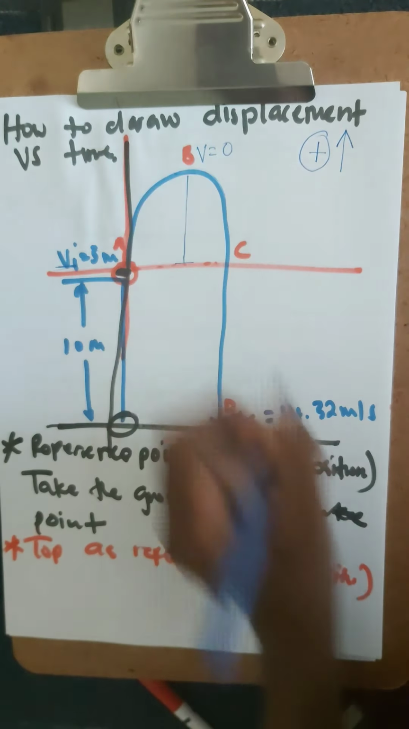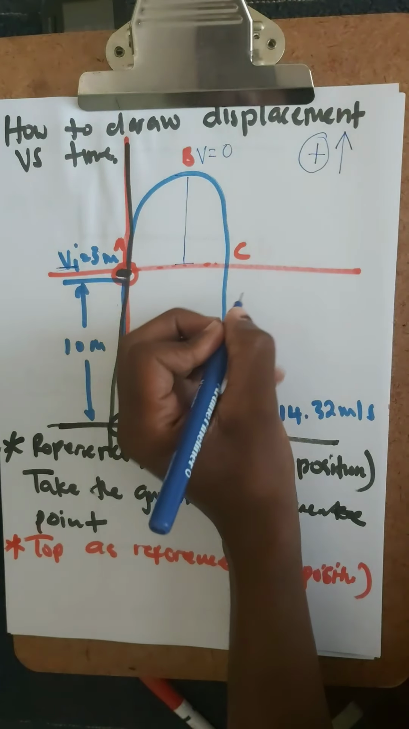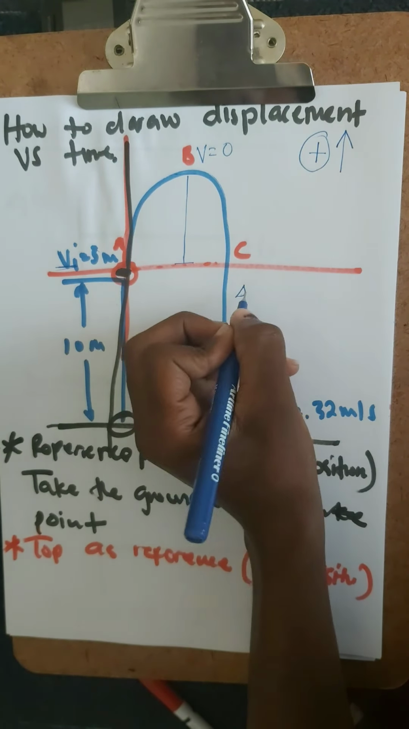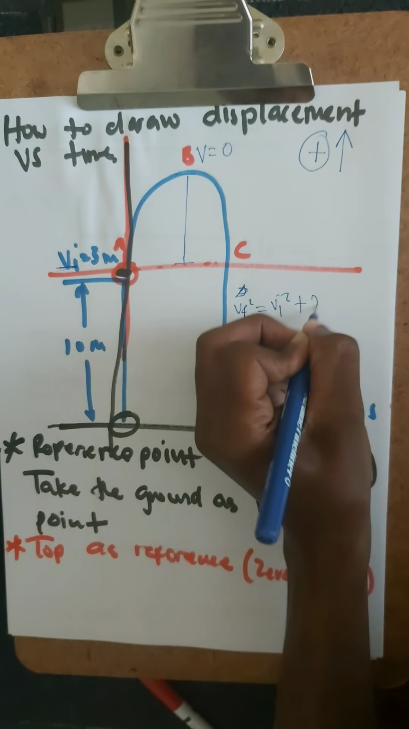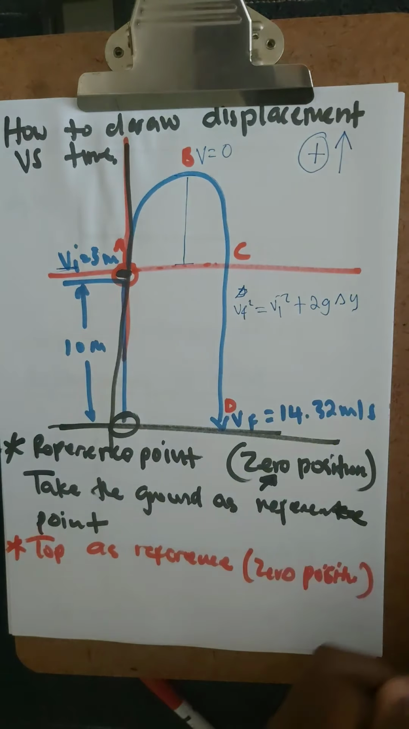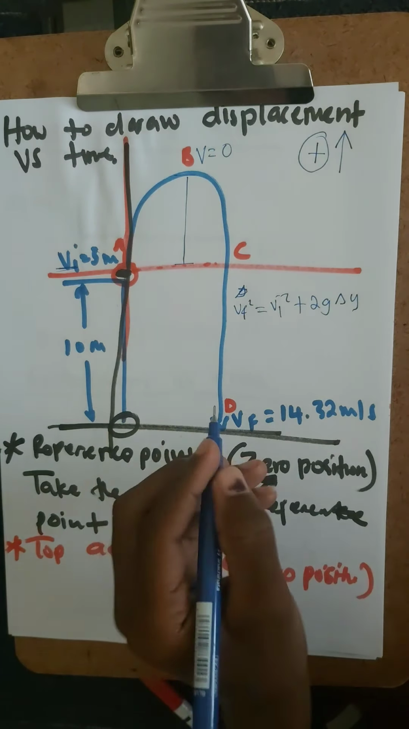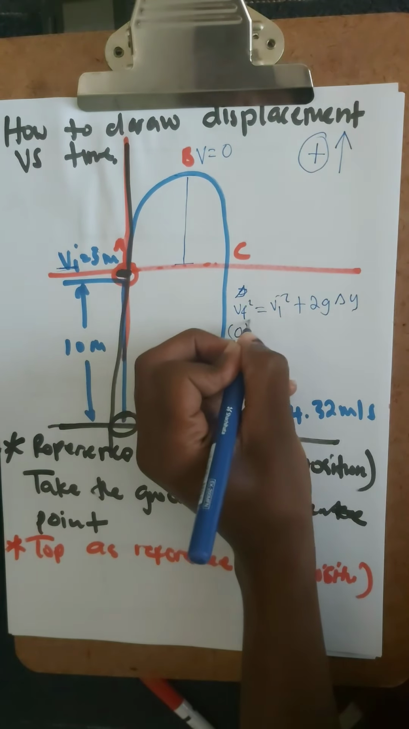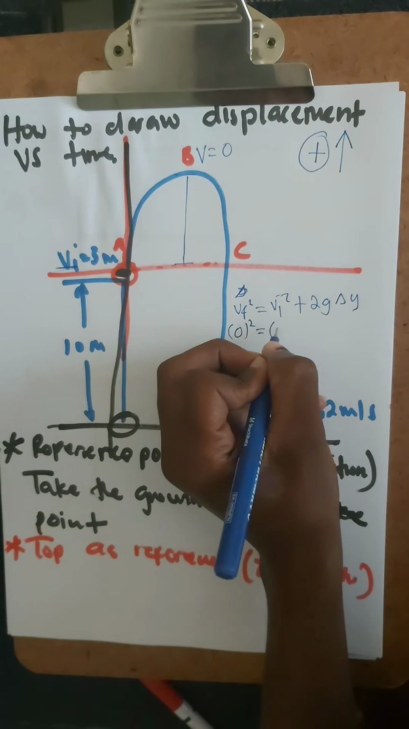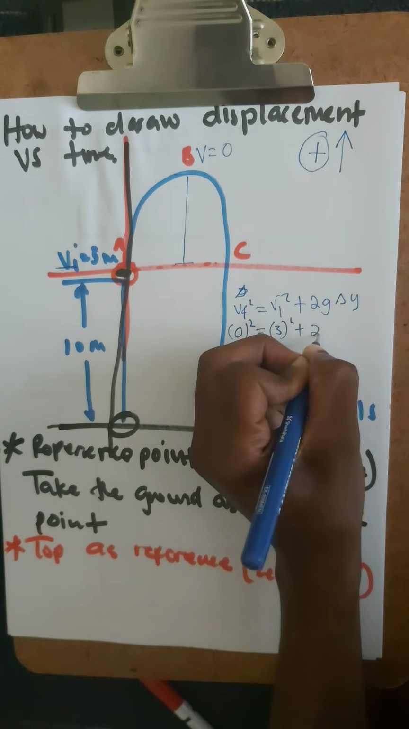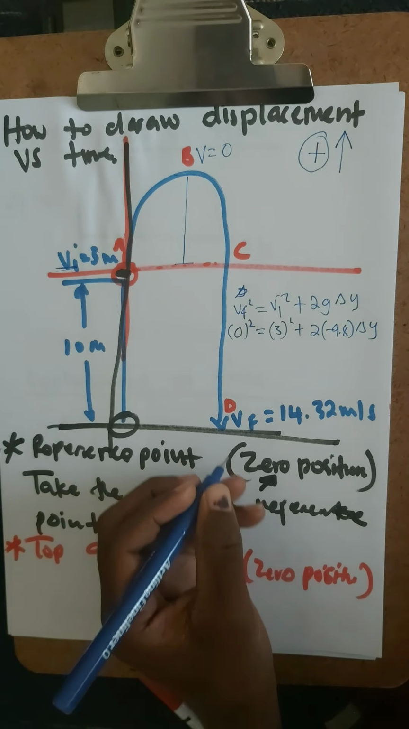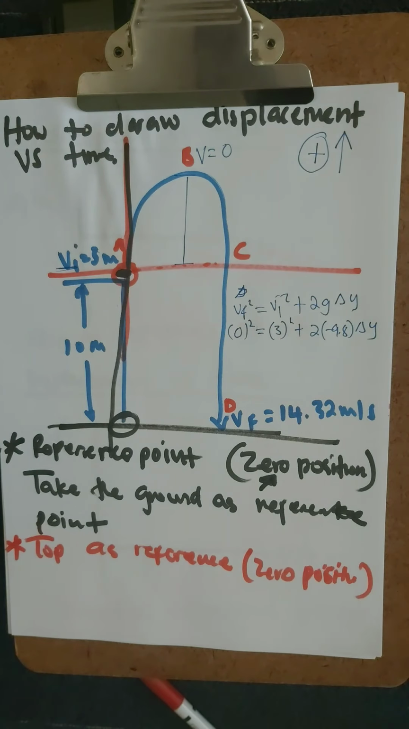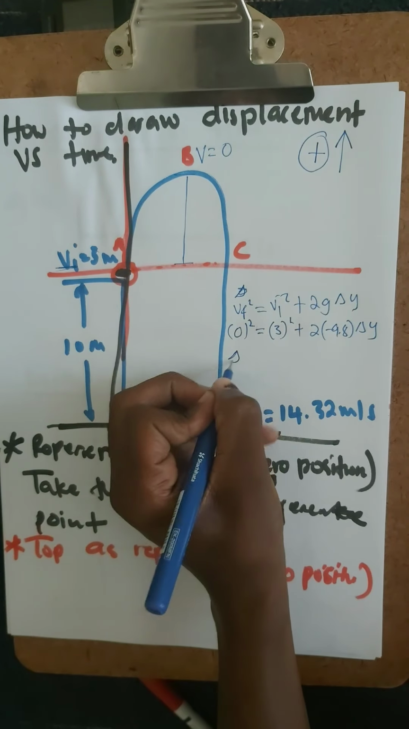I know my V here is 0. So I want to calculate the displacement. I can use this one: Vf squared is equal to Vi squared plus 2g delta Y. Because of this one, I don't have time. Then I can substitute. 0 squared is equal to Vi squared plus 2 times minus 9,8 times delta Y. And from here, you can get your calculator to calculate delta Y.